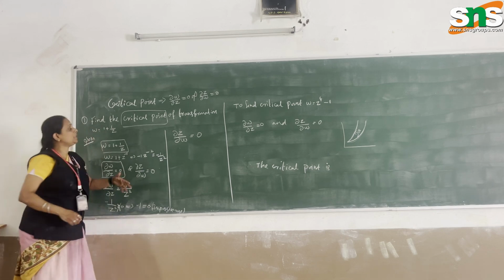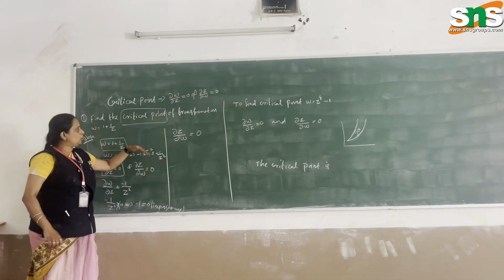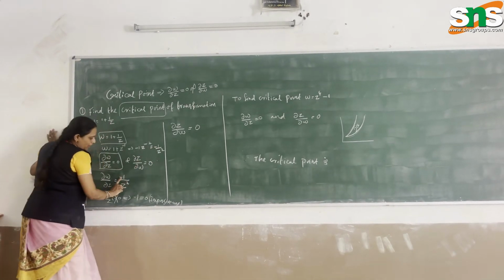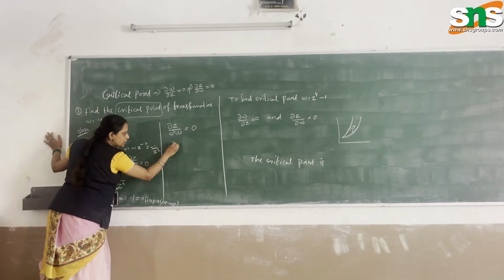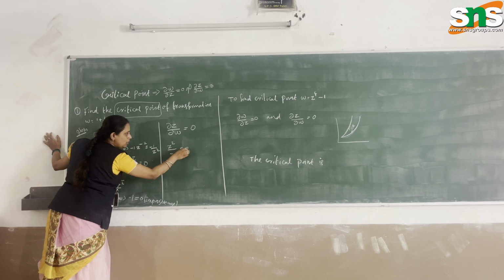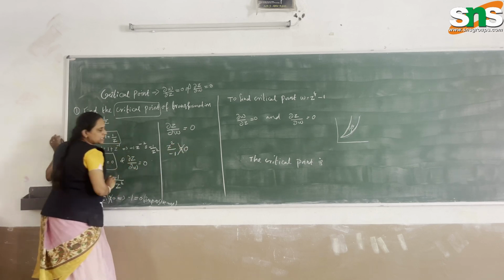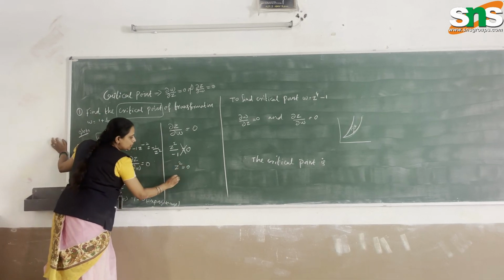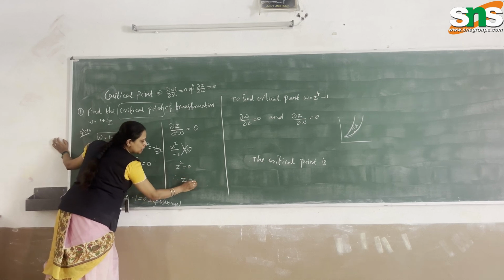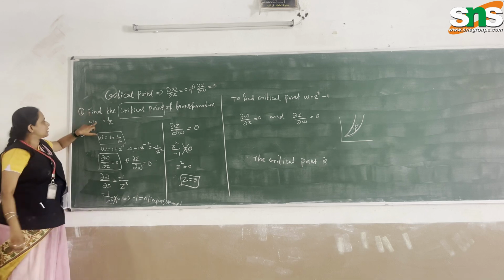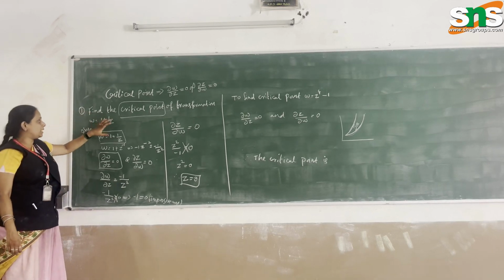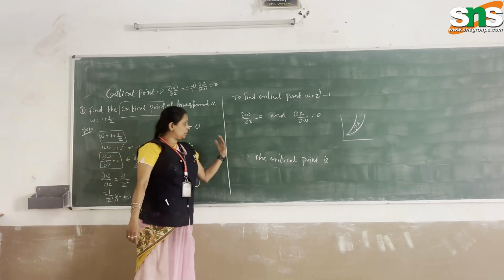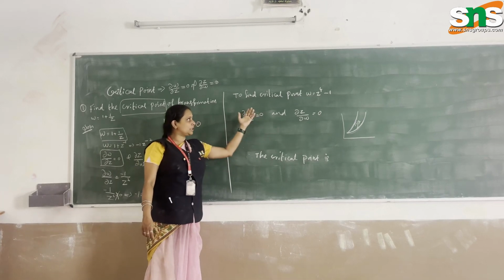Then we have to find dou z by dou w. The reciprocal of dou w by dou z is z square divided by minus 1 equal to 0. Again using cross multiplication, z square equal to 0. So the critical point is z equal to 0. In this problem, for the transformation 1 plus 1 by z, the critical point is z equal to 0. Then we are going to see another problem for the critical point.